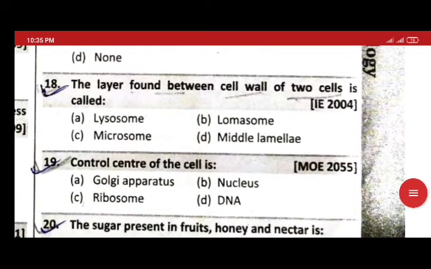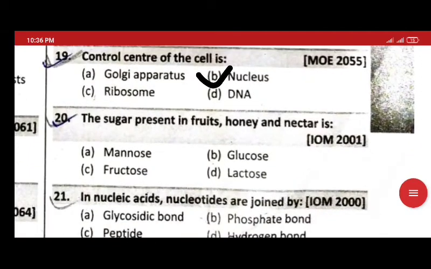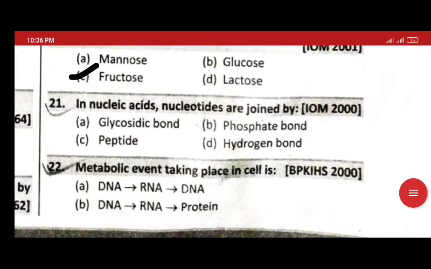Now the layer found between two cell walls is called the middle lamella, and that is formed by vesicles of the Golgi complex, by the phragmoplast. Now number 19: the control center is called the nucleus. Now 20: the sugar present in fruit, honey and nectar is called fructose. Only in which fruit? In grapes the sugar present is glucose, that is the exception. In nucleic acids, nucleotides are joined by what? Phosphodiester bond.